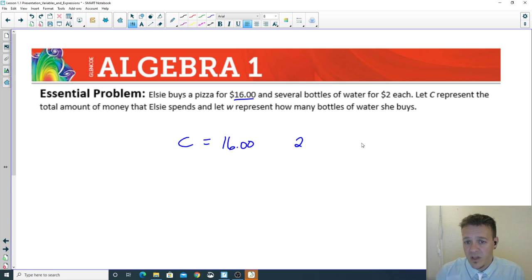Now, I could put this C over here. I could put it over here. It doesn't matter. But what you're supposed to do is take your original dollar amount, and then you would add it for every bottle of water that you would purchase. So as we go through this, make sure you guys can write these expressions out, do the homework.